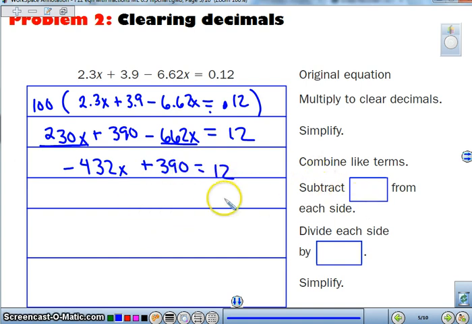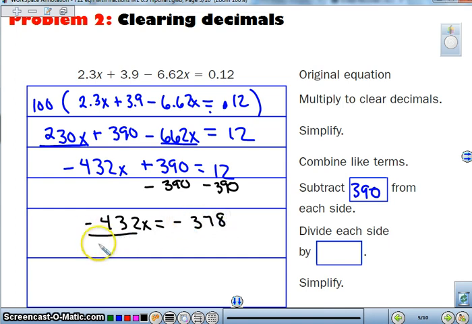What do I need to subtract from both sides? I'm going to subtract the 390. I want to get my x by itself. So I subtract 390 on both sides of my equal sign. When I do that, I am left with negative 432x equals, and in this case, when we do our subtraction, we get a negative 378.